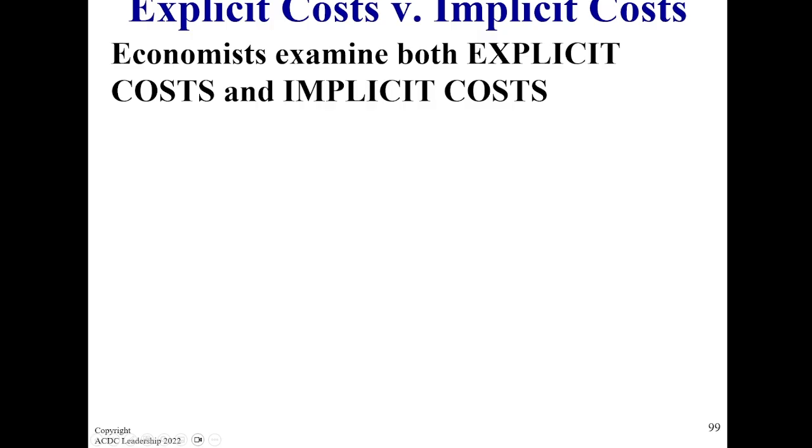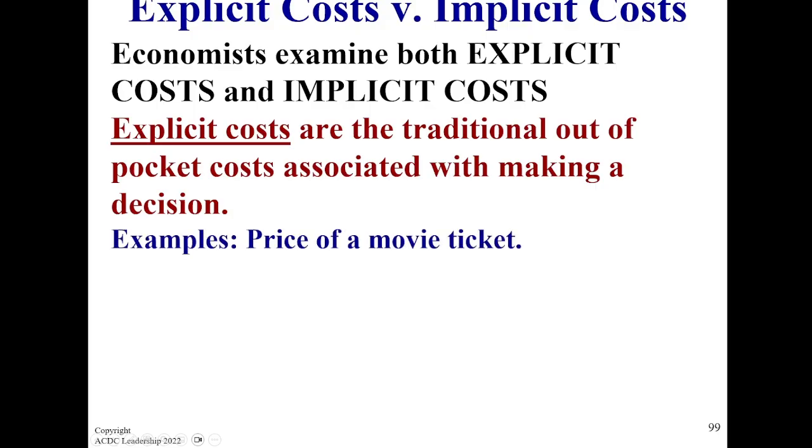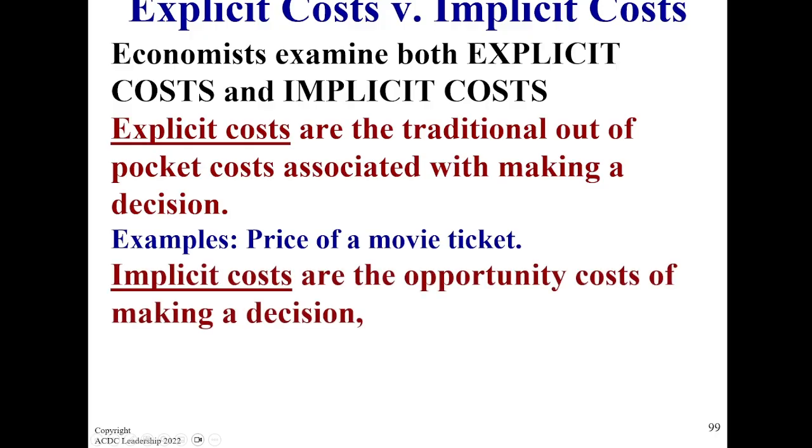So, explicit costs versus implicit costs, right? Economists examine both. Explicit costs are the traditional out-of-pocket costs associated with making a decision, for example the price of a movie ticket, and implicit costs are the opportunity costs of making a decision. Explicit costs are more like physical, tangible costs. If you're going to the movies, you're paying money. That is your explicit cost.